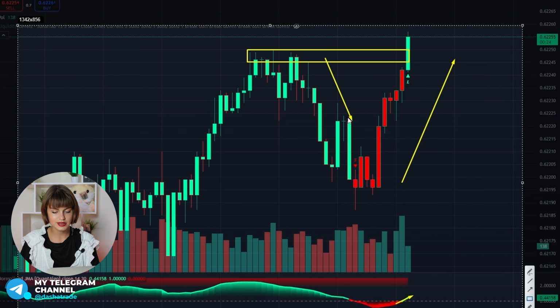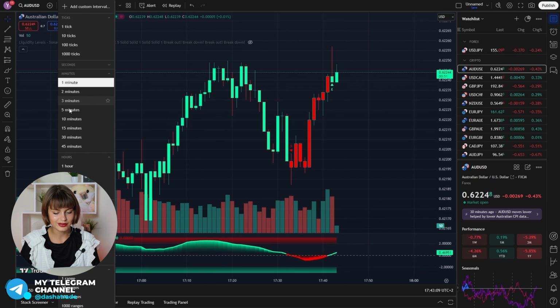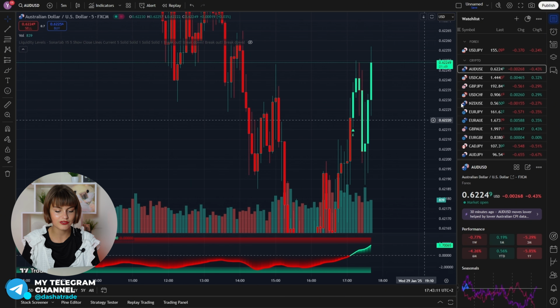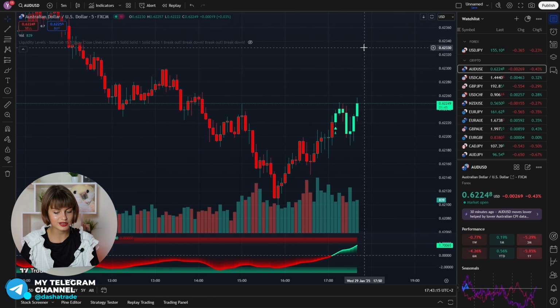The breakthrough of a resistance level means the price will most likely go upward. Moreover, when the level was broken through, the buyer produced good and impulsive candles in their favor. So let's move to the 5-minute time frame, and on the 5-minute time frame, I see that we're experiencing a trend reversal.